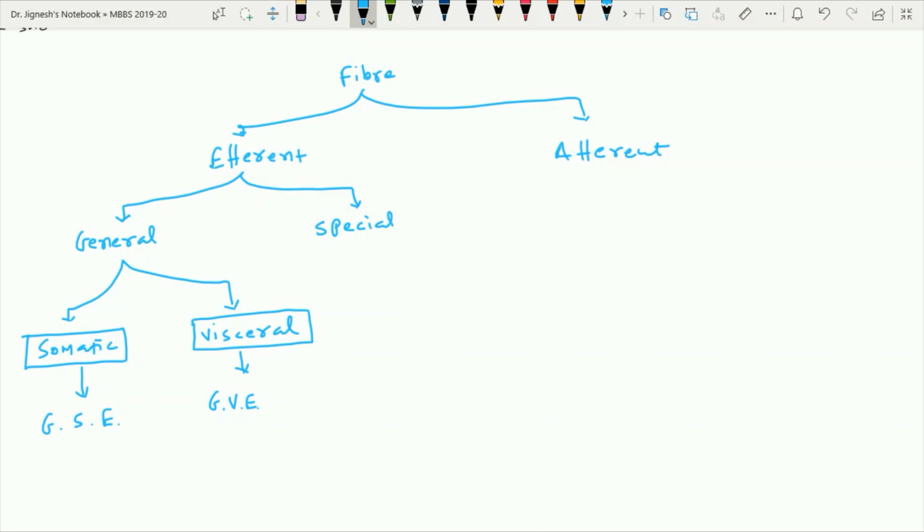While any efferent component of the spinal nerve or cranial nerve which gives nerve supply to the special group of muscles, these from the branchial arches, when these muscles are supplied by this particular fiber, it is named the special visceral efferent fiber. Why is this visceral in nature?